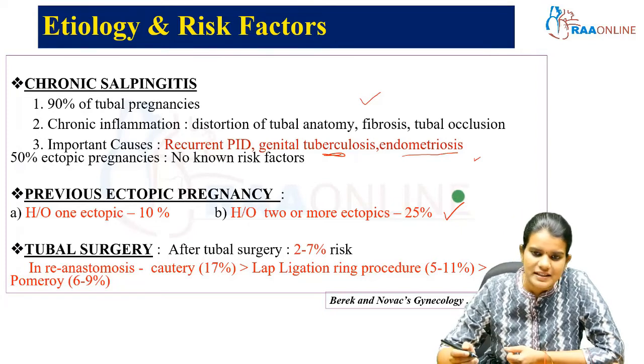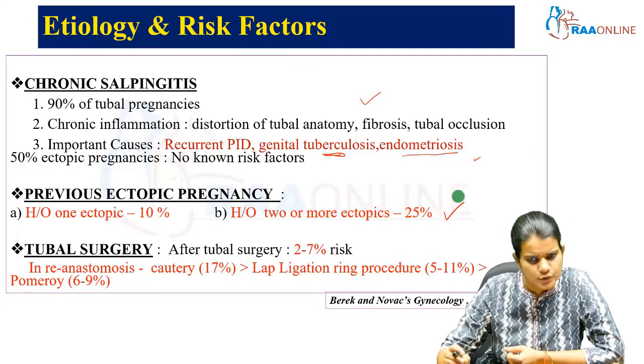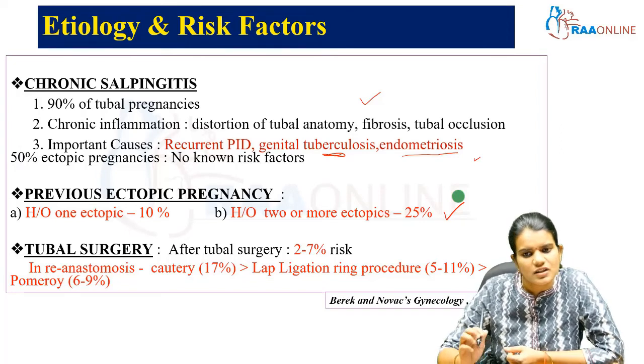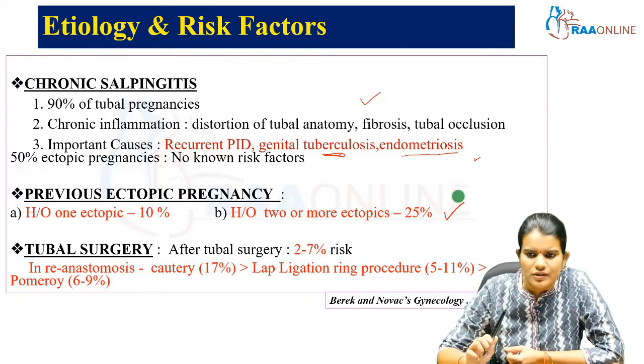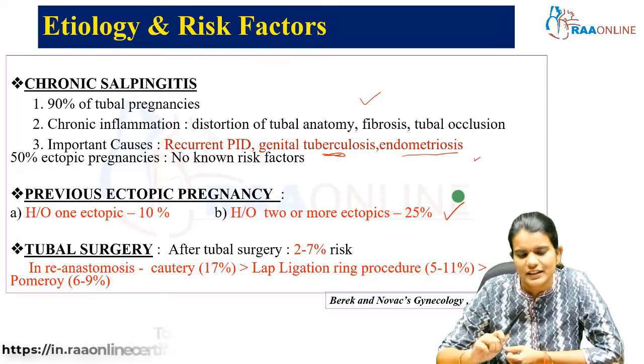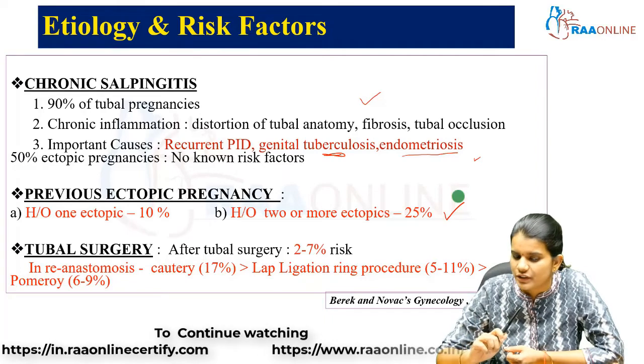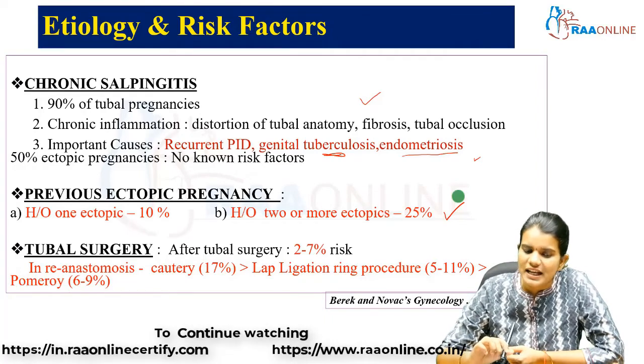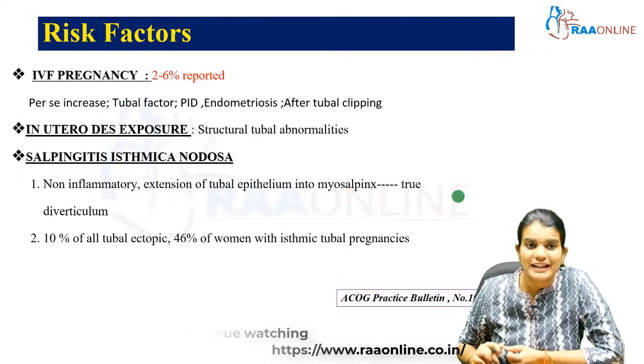And tubal surgeries, anything which meddles with the tube, definitely pose a risk for future ectopic pregnancies, that is a 2 to 7% risk. By cautery it is slightly higher, as when we recanalize. After the ring ligation procedure, it is slightly lesser, 5 to 11%, and with the classical Pomeroy's technique, which is used at caesarean, it is much less, that is 6 to 9%. This is what I am telling about after the reconstruction surgeries, recanalization.